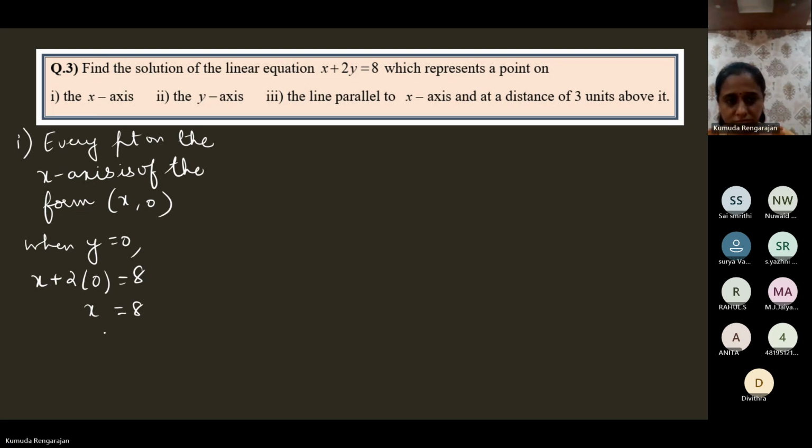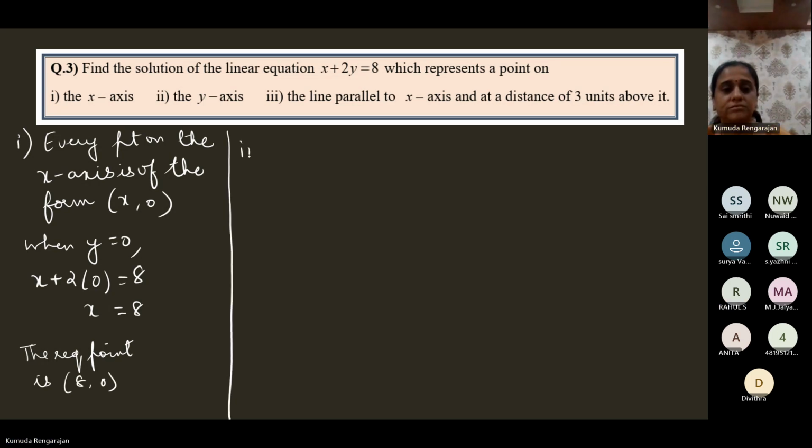So you should find a solution. The required point is 8 comma 0. The required point is 8 comma 0. Correct.